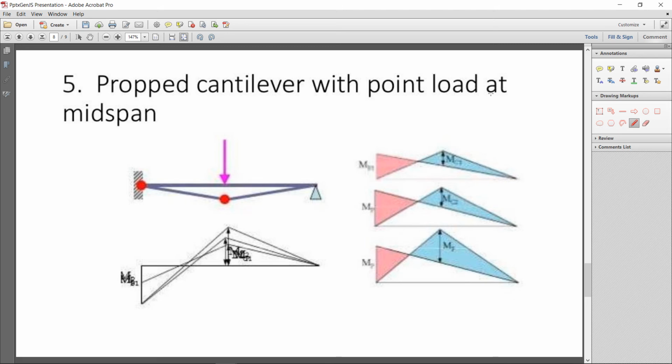Propped cantilever with point load at mid span. Okay, here the propped cantilever beam is fixed on one side and has a hinge or roller on the other side. Here there is already a real hinge, and due to loading the internal hinge will form at this location, then the failure mechanism will form.